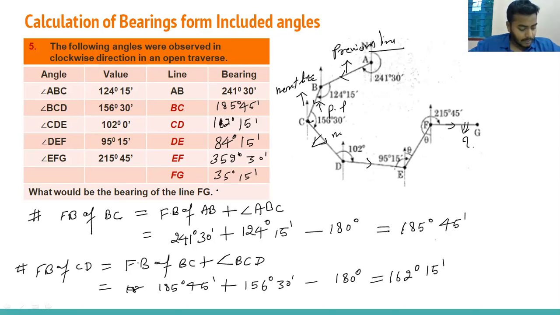Okay, so you can check also. You can calculate and you can find out. So it is a very basic formula. Just take the summation of the forebearing of the previous line plus the included angle. If it is greater than 180 degrees, then we will deduct 180 degrees. If less than 180 degrees, then we will add 180 degrees. If it is greater than 540 degrees, then we will deduct 540 degrees.